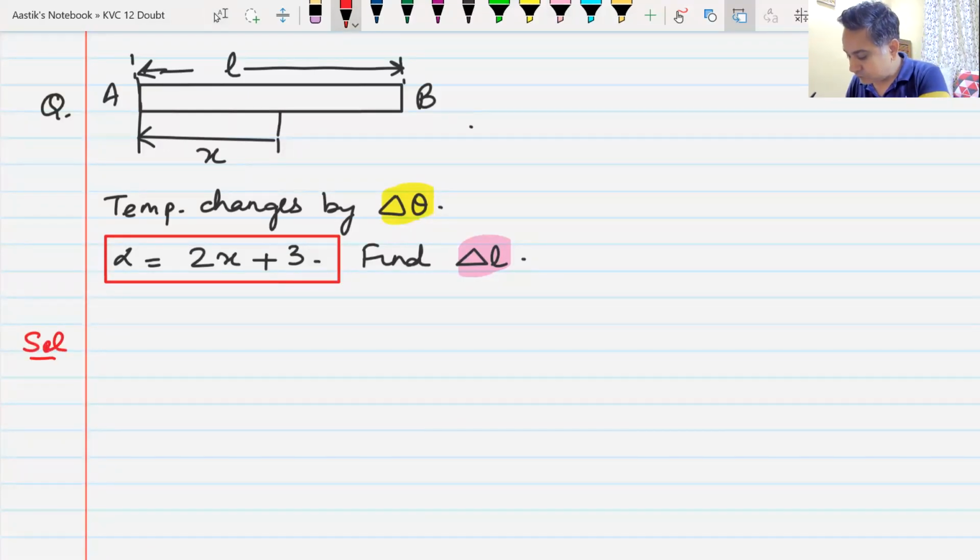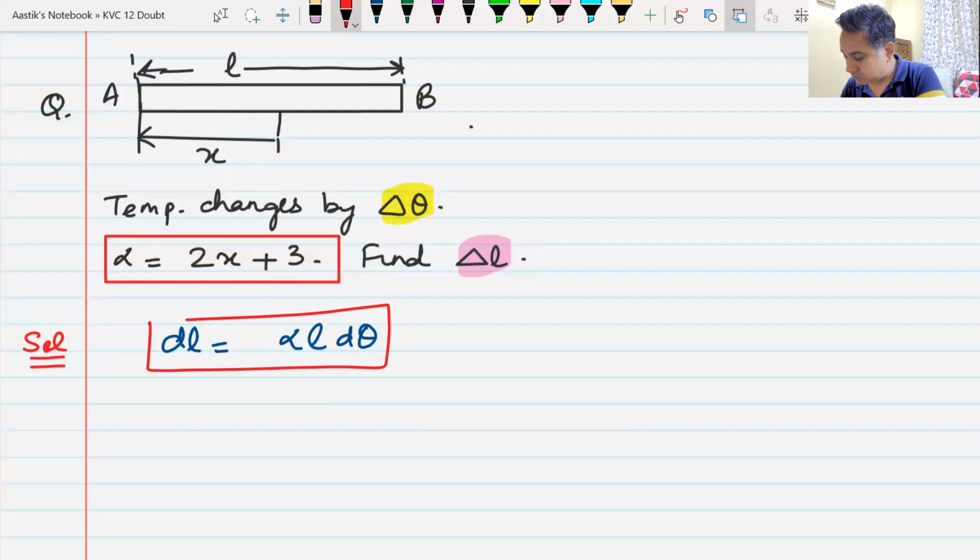Yes, sir. So how do I find it out? I can straight away use... See, the actual way is this. It is alpha into L into d theta. Yes or no? Yes, sir. Now here the change in temperature is given, so instead of integrating, we can write it on both sides. Do we understand this much?